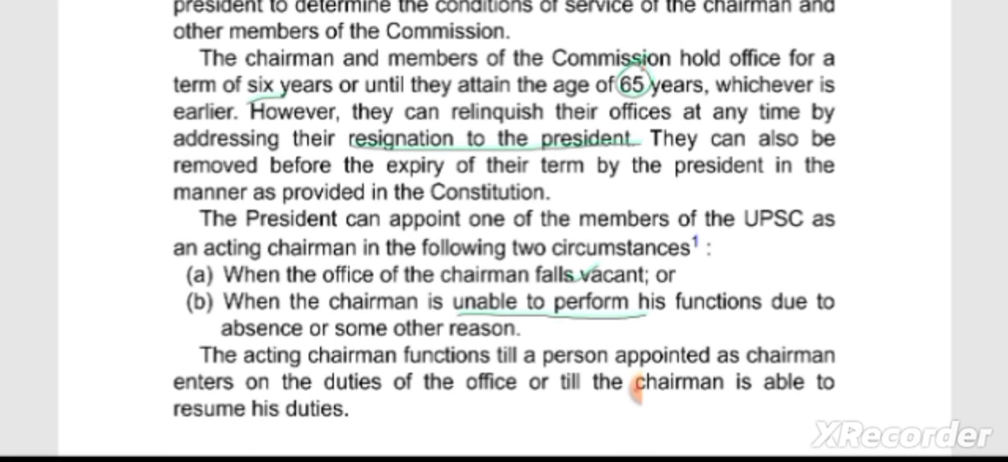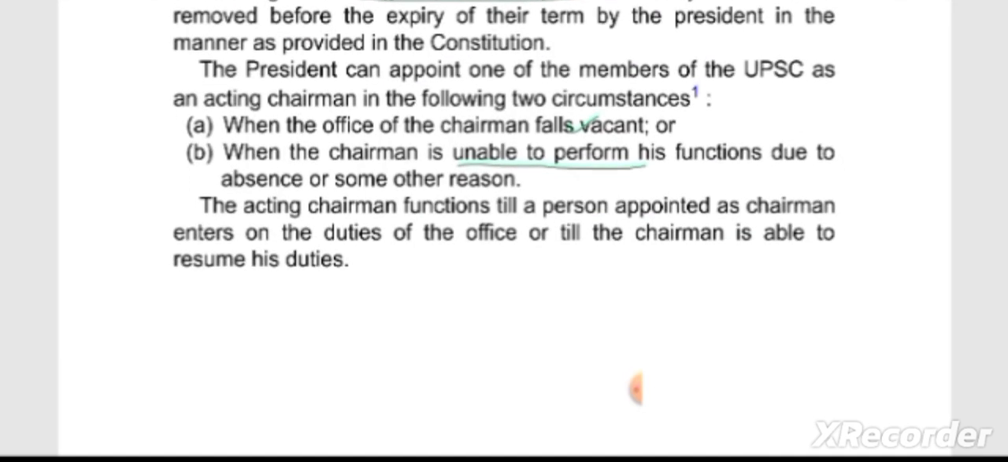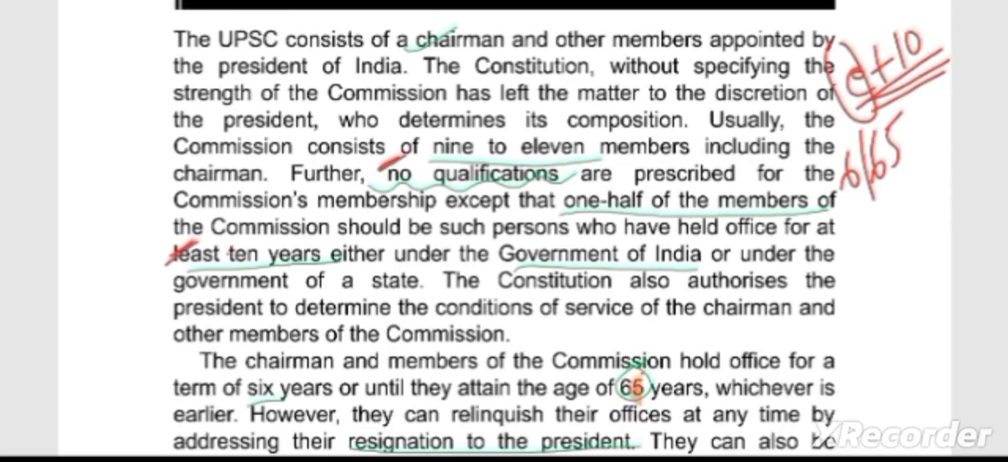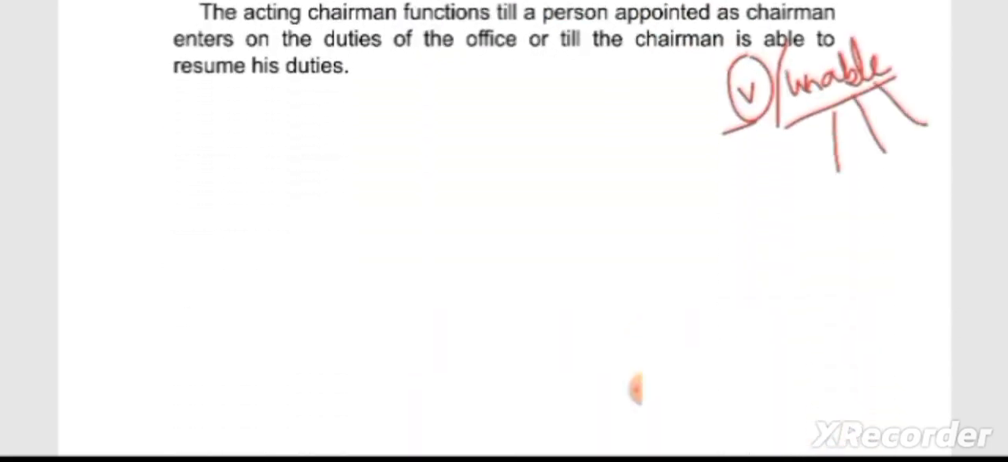Then there is the resignation to the President, where I am talking about the oath that will be taken, and the circumstances. The President can appoint one of the members of UPSC as the acting chairman under certain circumstances. What are they? One is if the office is vacant, or if the chairman is unable to perform, or there is a vacancy. Now we will see removal also. If there is misbehavior going on, or if the person has become insolvent, or is not in proper capacity, that can also be grounds.